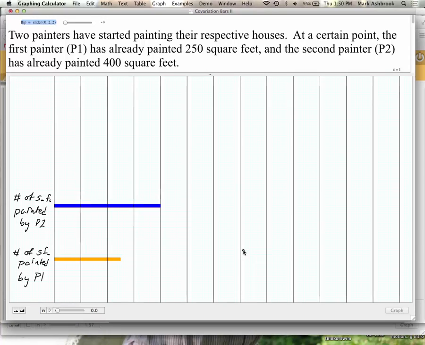Okay. So what I'm going to do is, painter 1, so they're painting simultaneously. I'm going to show you how painter 1 is going to paint 200 more square feet, and we're going to see how also the additional amount, or how much painter 2 paints.